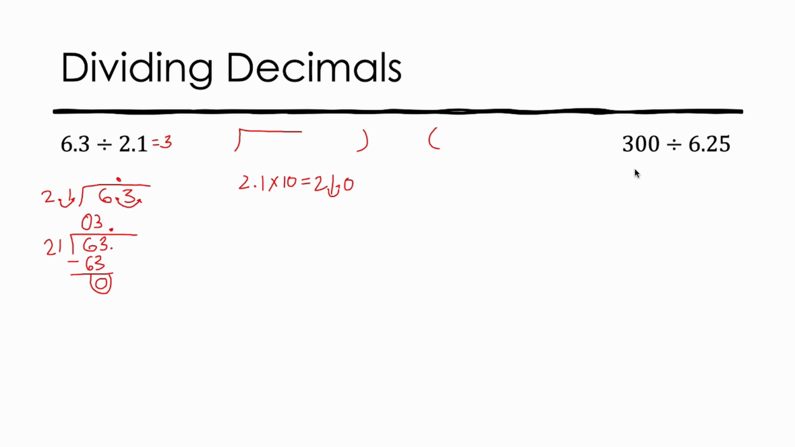300 divided by 6.25. So let's write that out. 300 divided by 6.25. Again, if you're being tricked by this being a whole number and not a decimal, we want this one to be an integer. We don't need this one to be an integer. It can be whatever it wants. So we need to move this 2 decimal places to the right, or multiply this by 100. And whatever we do to this, we do to this.